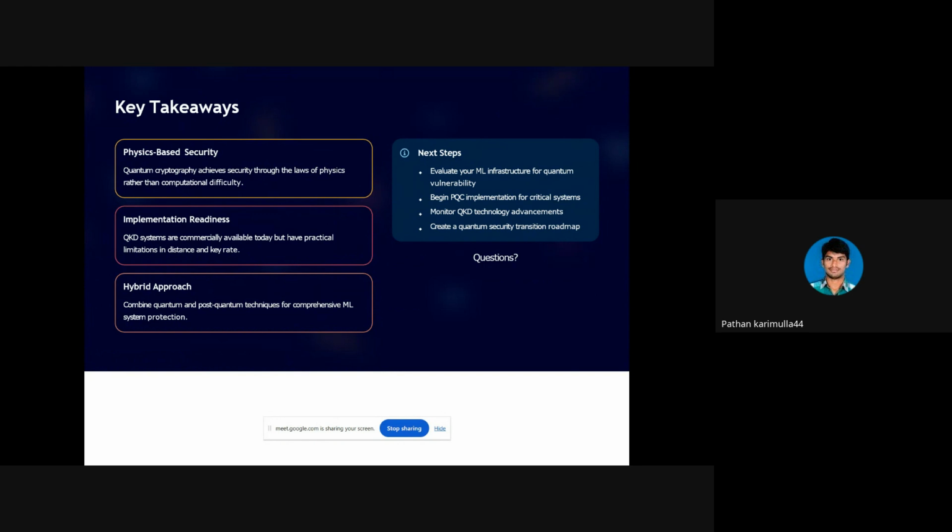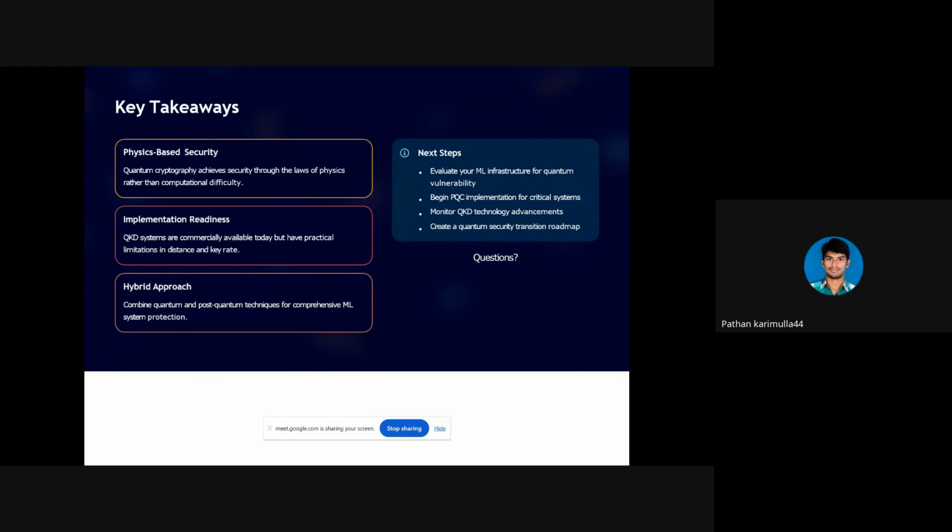So physics-based security, implementation readiness, hybrid approach. These are the key takeaways for this quantum cryptography. Physics-based security: quantum cryptography achieves security through the laws of physics rather than computational difficulty. And implementation readiness: QKD systems are commercially available today, but have practical limitations in distance and key rate. And there is a hybrid approach: combine quantum and post-quantum techniques for comprehensive ML system protection.